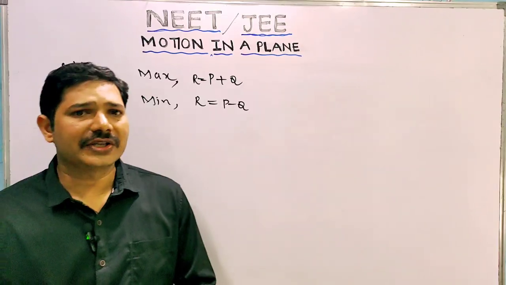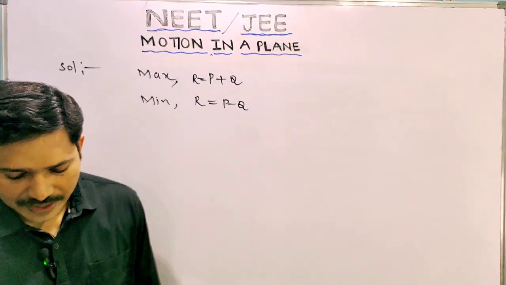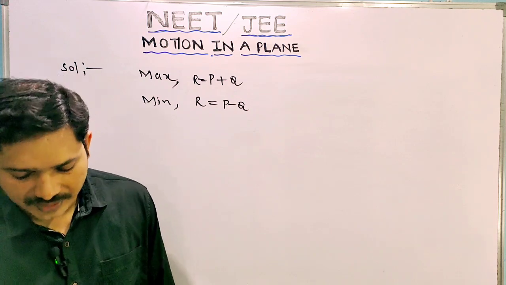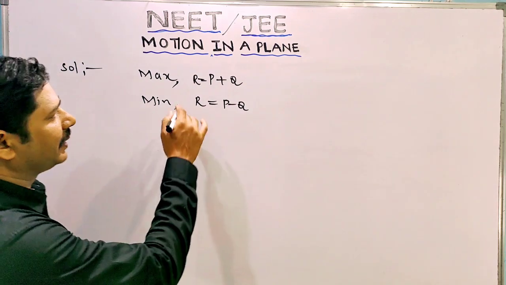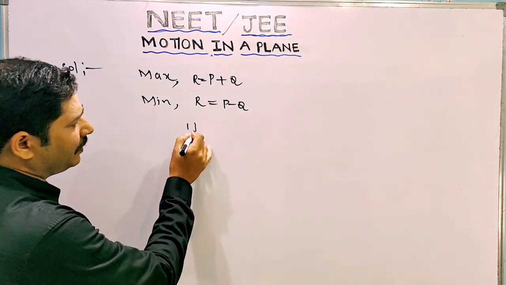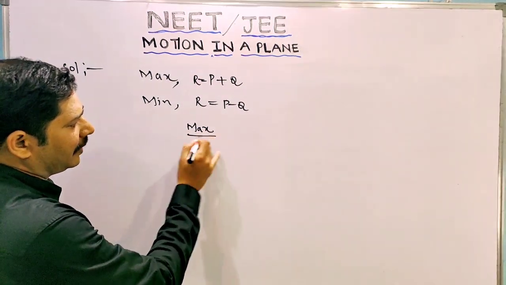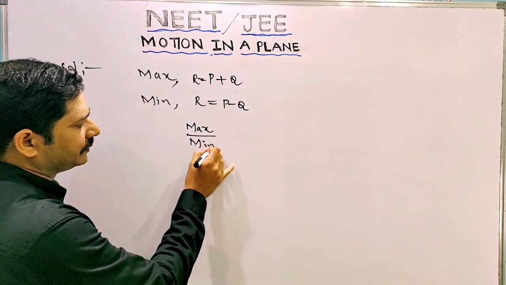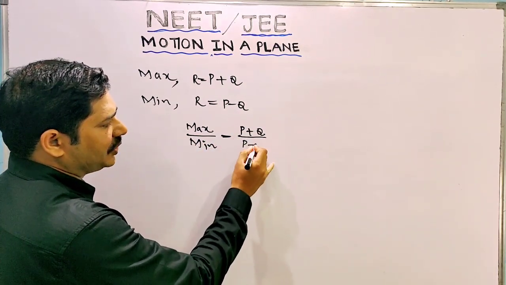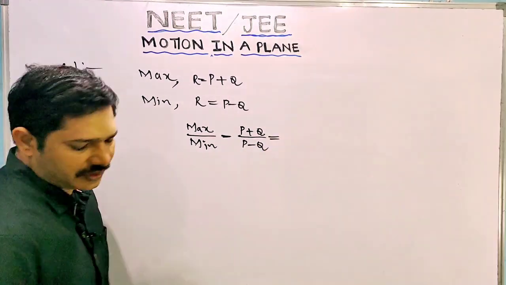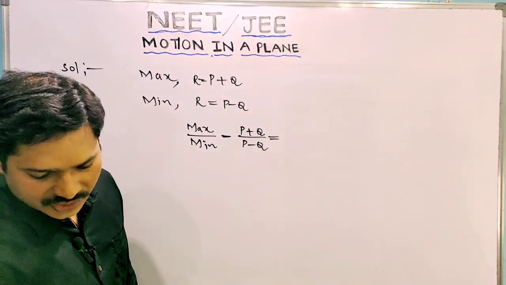Okay, these values are given. The ratio of P plus Q and P minus Q is given. The ratio of maximum to minimum is given, so maximum to minimum means P plus Q by P minus Q. How much is given? A 3:1 ratio is given.